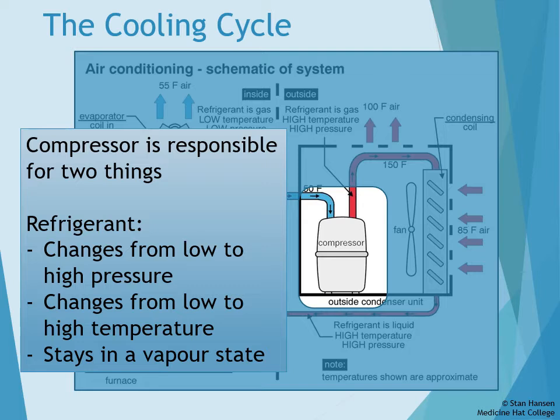The result is we have a high temperature, high pressure vapor output. So the compressor is responsible for two things. It changes the refrigerant from a low to high pressure, and in doing so, it also changes the refrigerant from a low to a high temperature. However, the state of the refrigerant stays as a vapor.